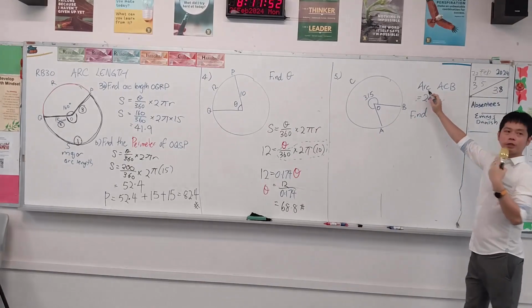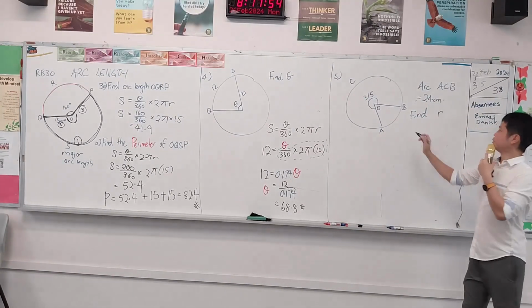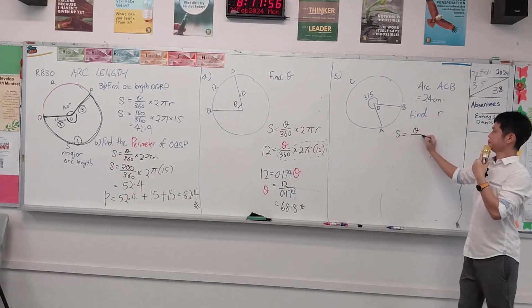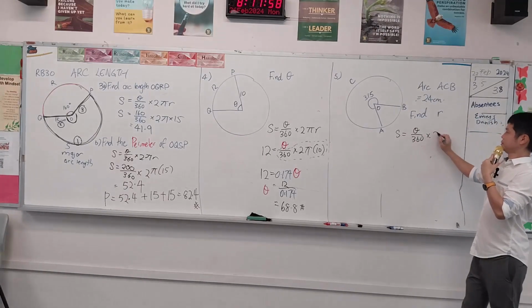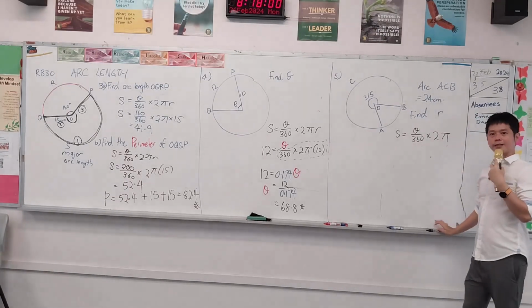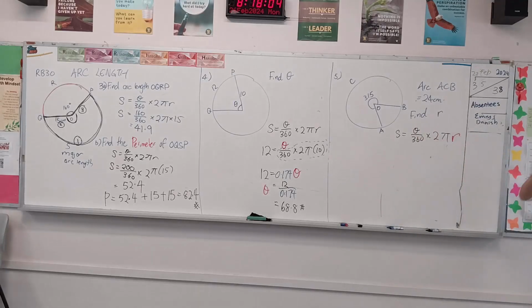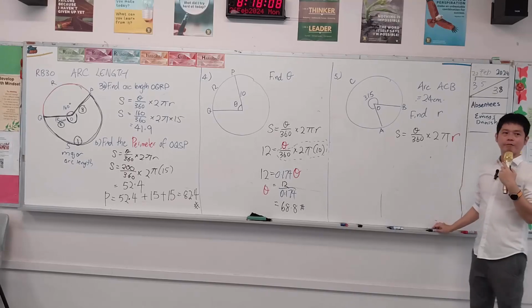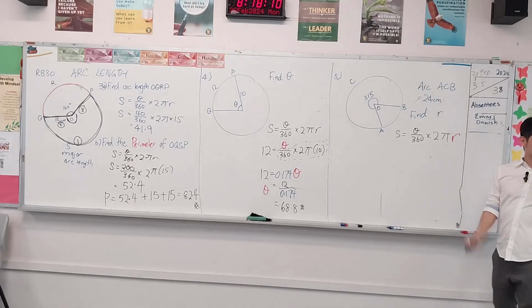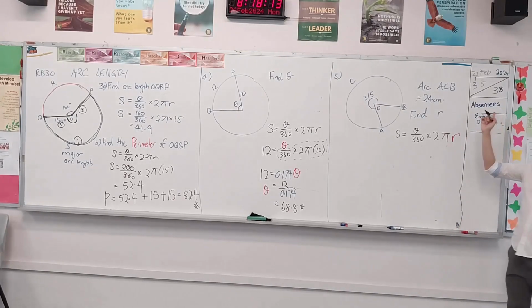Again, you look at the question, they put down there the word arc. Write down the formula. In this case, I do not have the radius. So there's only one part that can be read. So the radius, I don't know. I must have the arc length. How much is the arc length? 24.